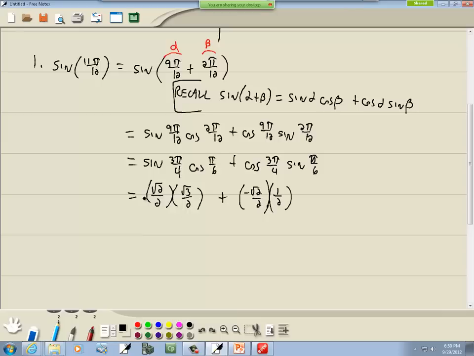Okay, now we can simplify this. Square root of 2 times square root of 3 is square root of 6. 2 times 2 is 4. Minus square root of 2 times 1 is square root of 2, and 2 times 2 is 4. And merge those into a single fraction. We've got square root of 6 minus square root of 2 over 4. And that's our answer.